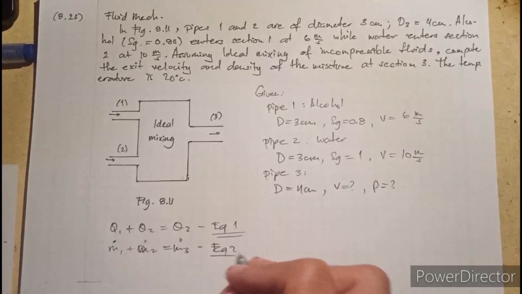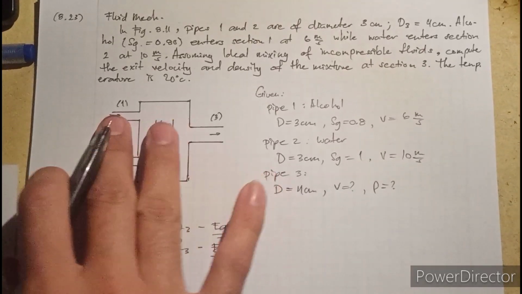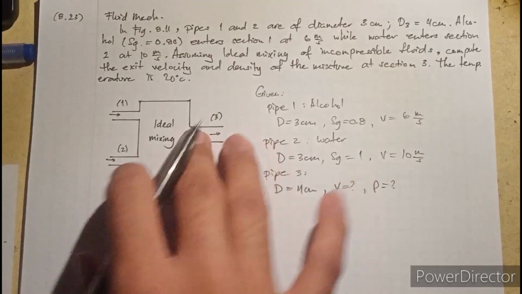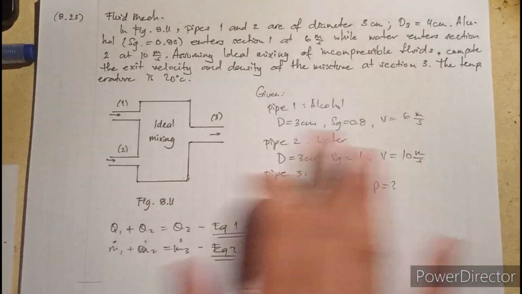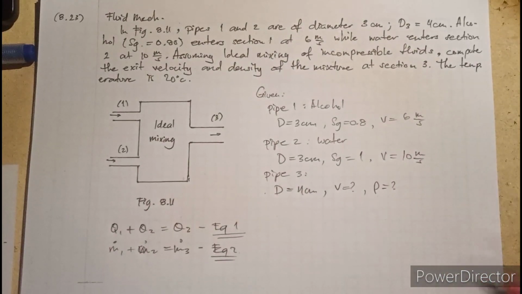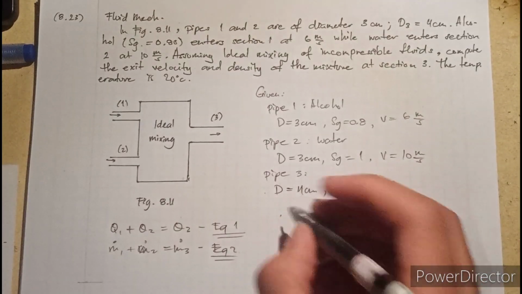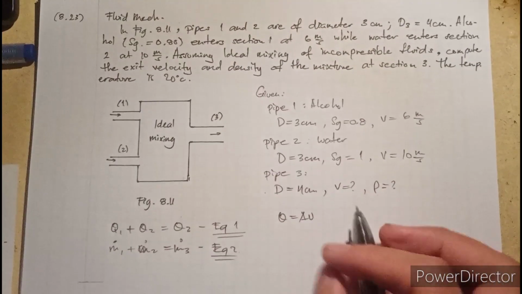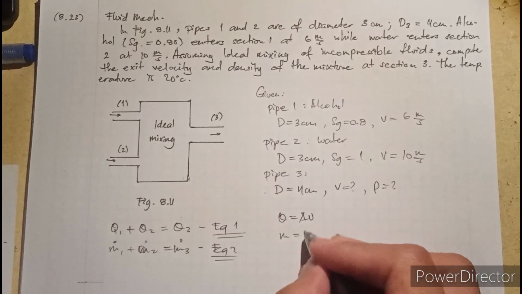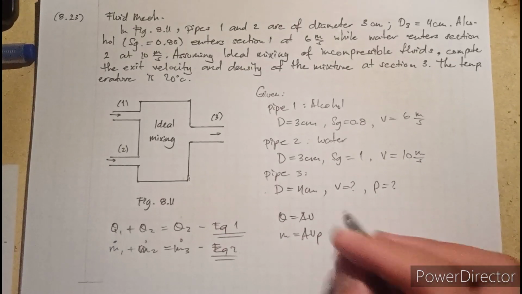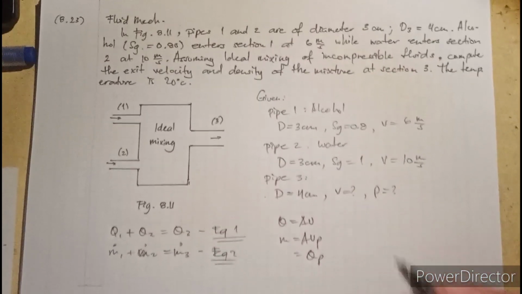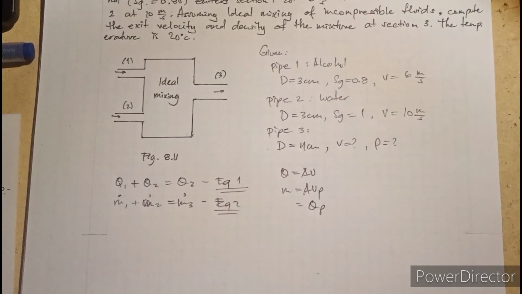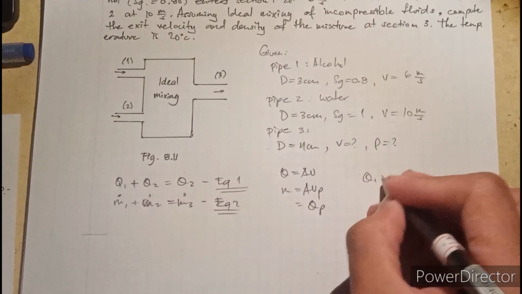Since the mass in from both pipes is equal to the mass out from one pipe, we have a formula for Q, which is AV. Then the mass flow rate m is equal to AVρ, or is equal to Qρ. Now, we need to solve for Q1.